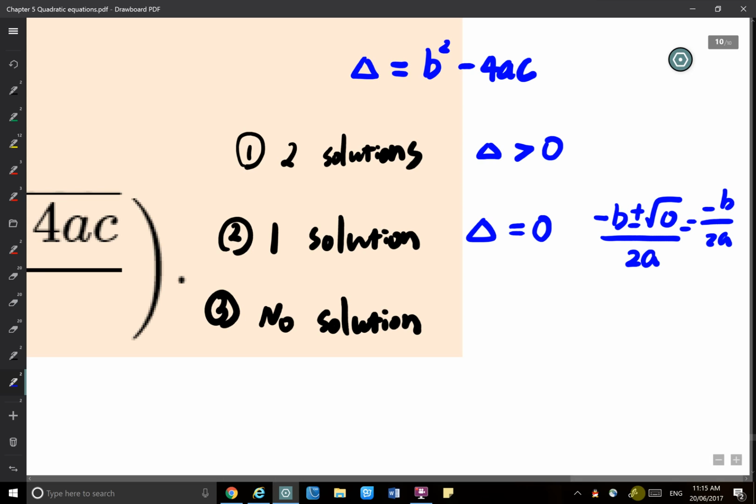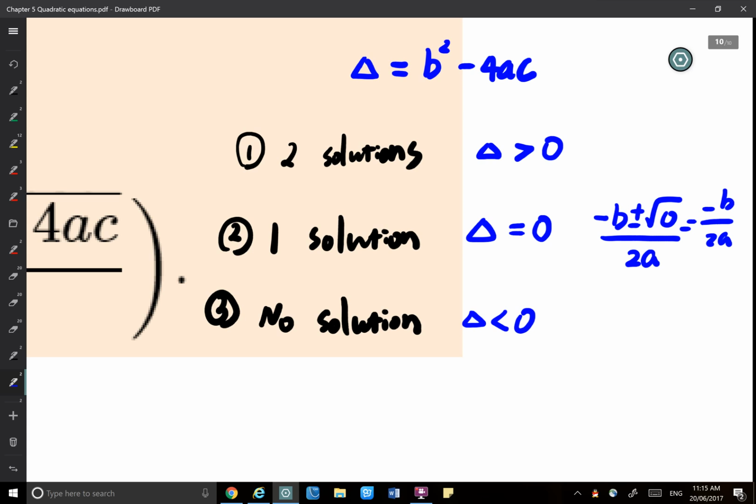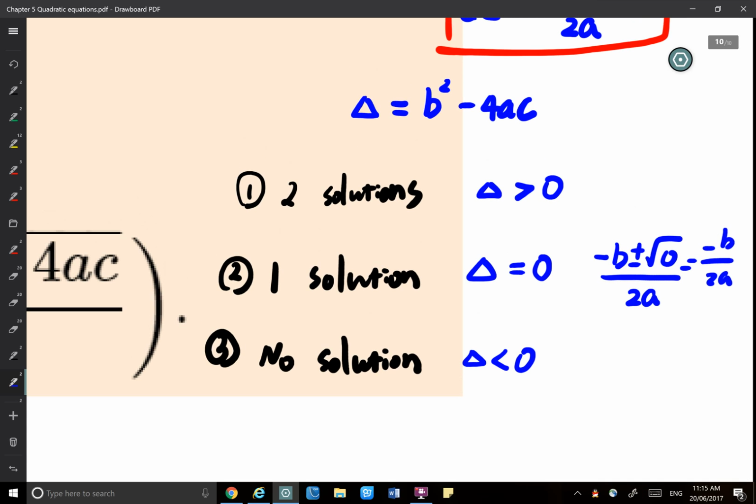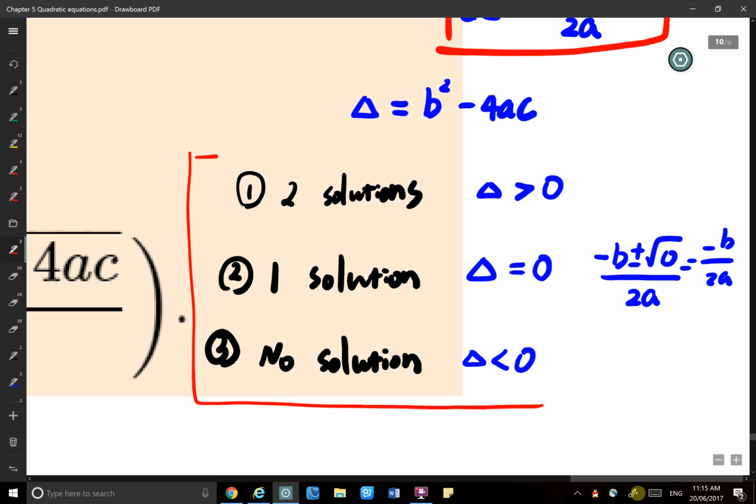When it has no solution, the discriminant is less than 0. If it's less than 0, I don't have solutions because it's undefined. Square root of -4 is undefined. I can't find the solution. So the no solution case will be discriminant less than 0. Very, very, very important.